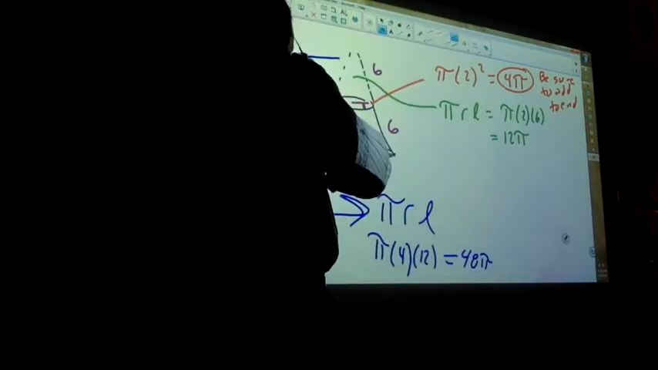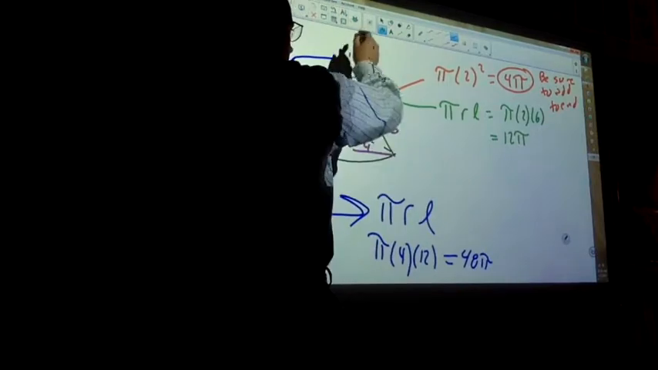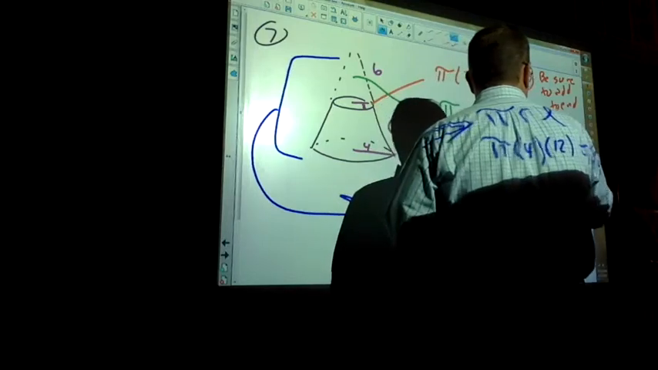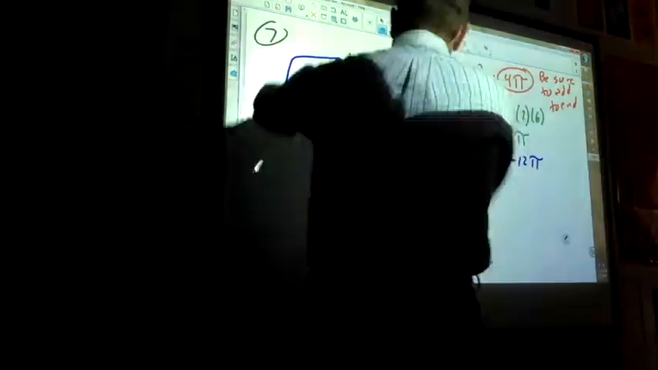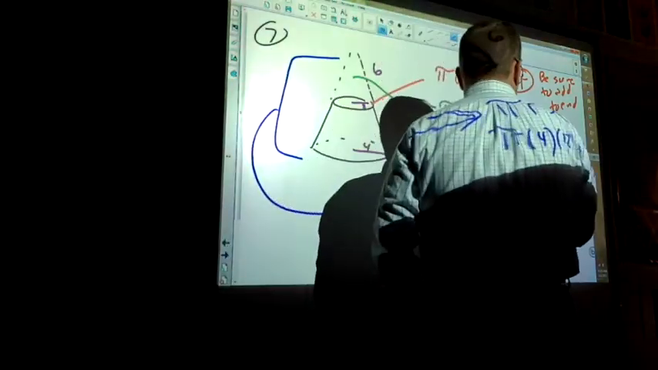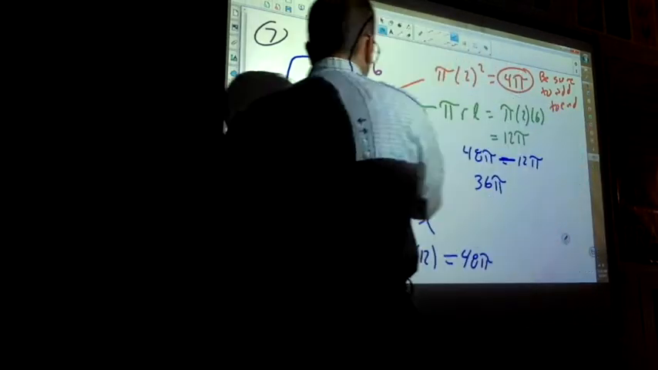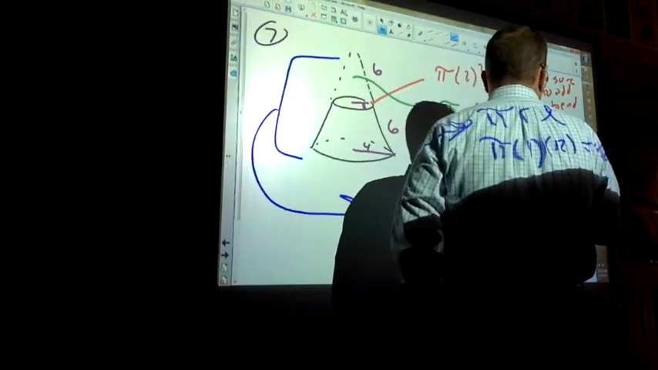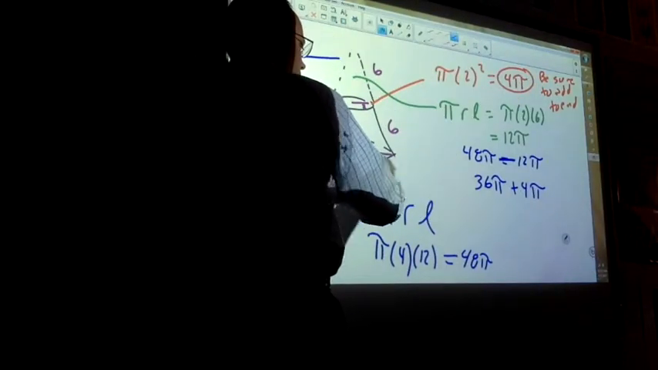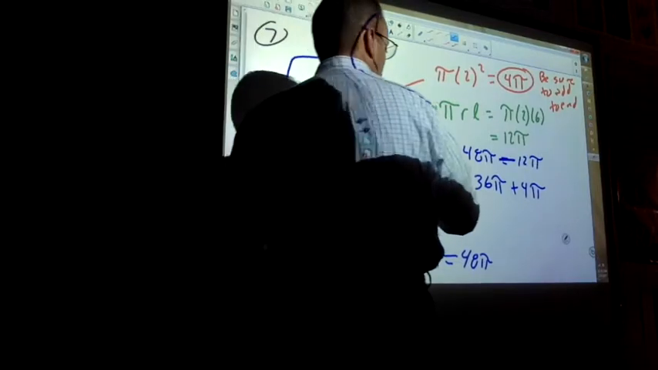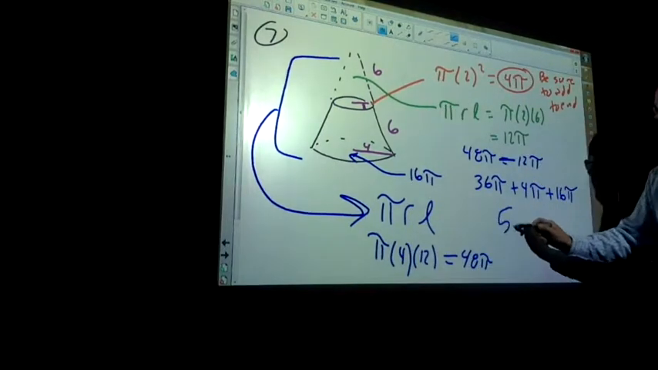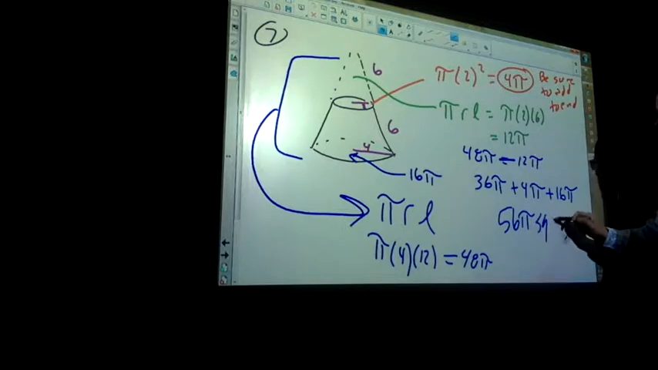Okay? So if I subtract the small cone, I'm going to get 48 pi minus 12 pi. So the whole cone minus the small cone will give me the leftover cone. So that would be 36 pi is the lateral surface area of this. I have to add 4 pi to that. And then down here, the area of the bottom circle is pi r squared. So that's 16 pi. So then I wind up with 56 pi square units.